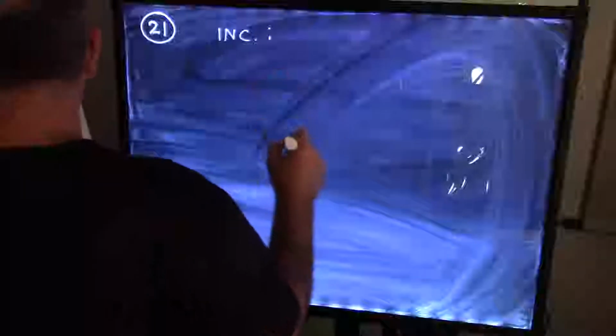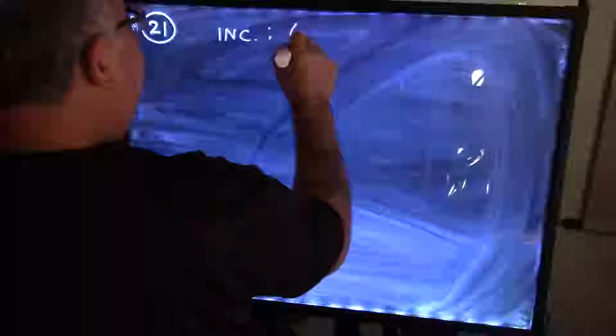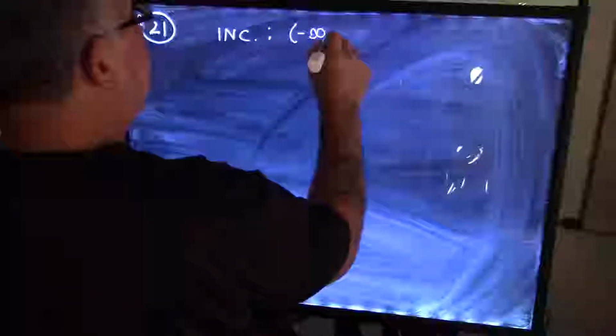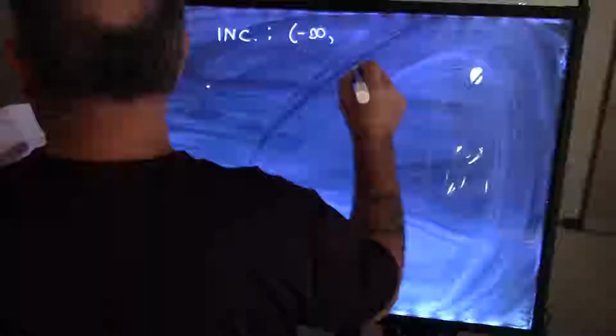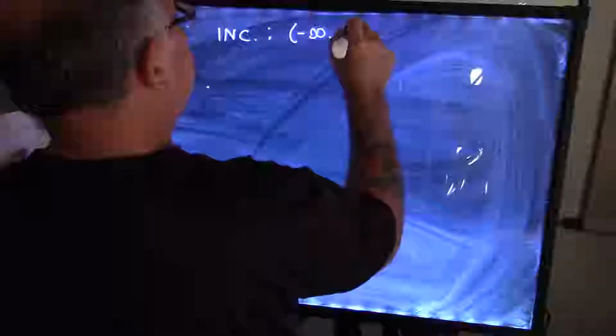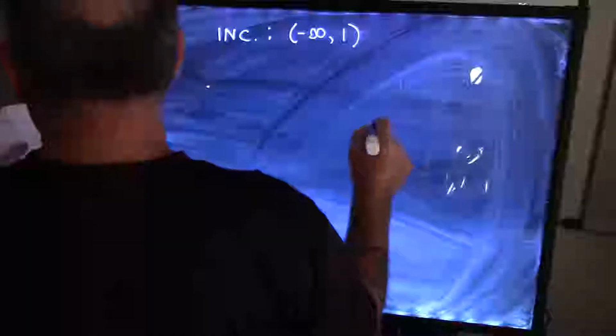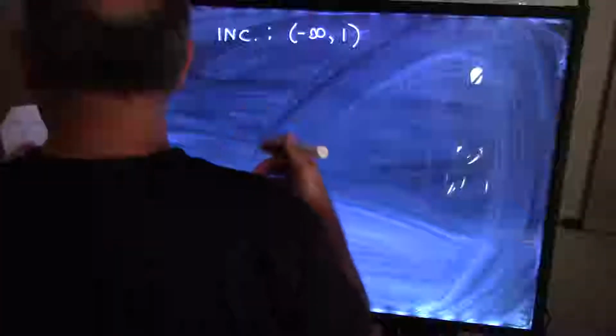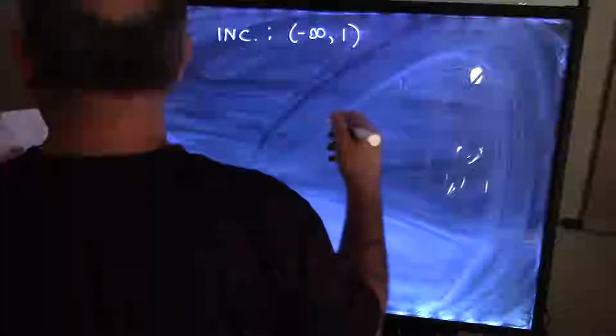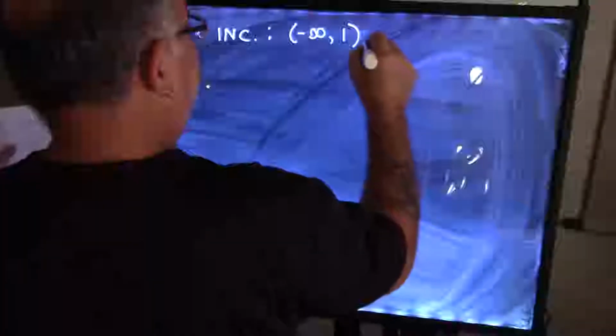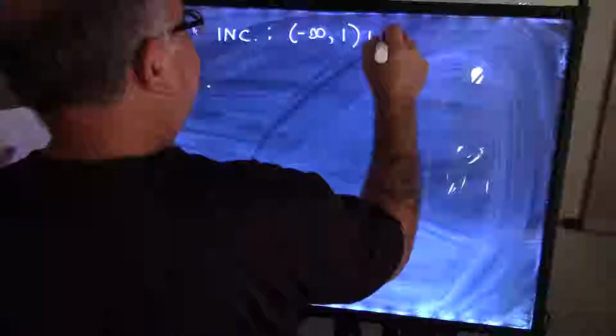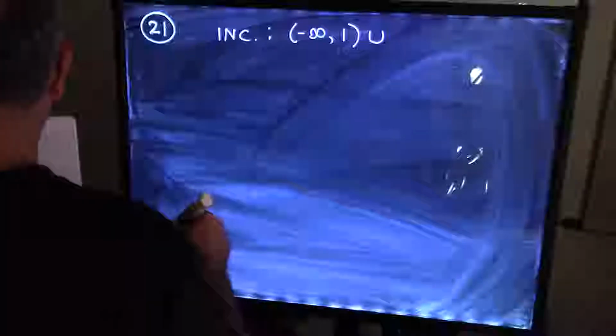Okay, so now you just put that into interval form. Okay, so it's increasing from negative infinity to 1. And it's also increasing from 3 to 4. Alright, 3 to 4. You're not including 3 because, again, that's a vertical asymptote.